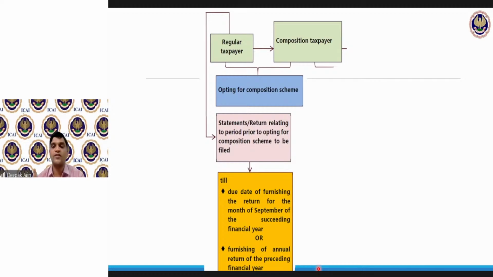Okay. And for composition, it is quarterly CMP 08 and annually GSTR 4. Hope I'm clear. Okay. For composition, it is quarterly CMP 08 and annually GSTR 4.